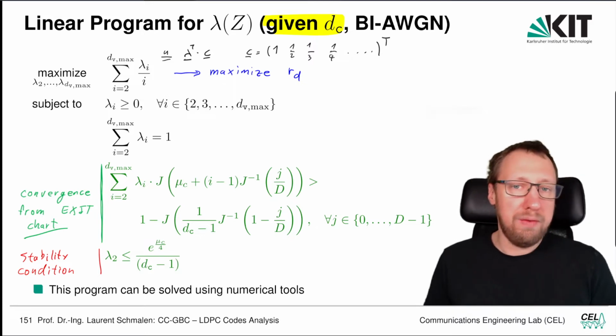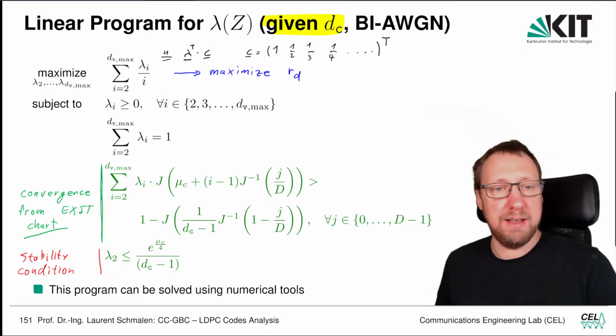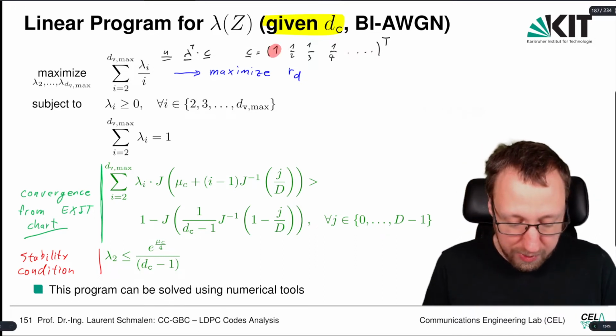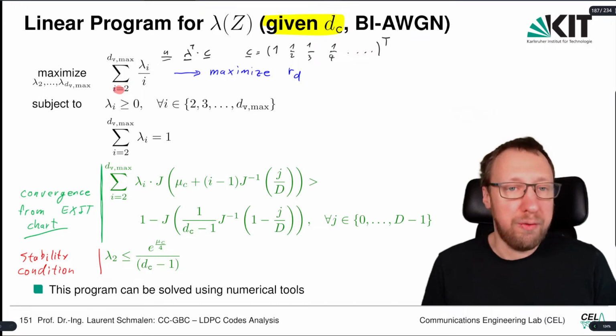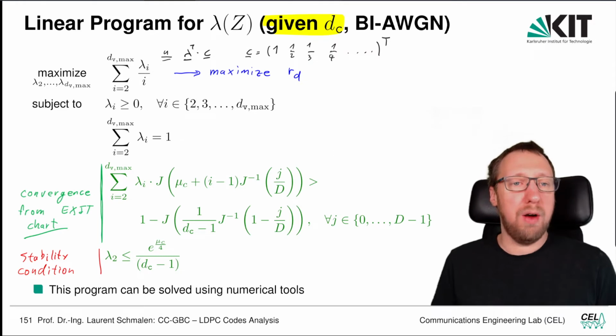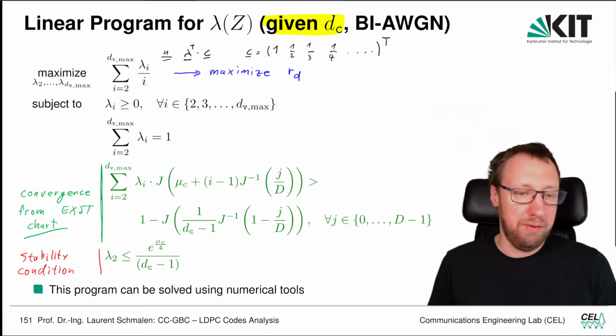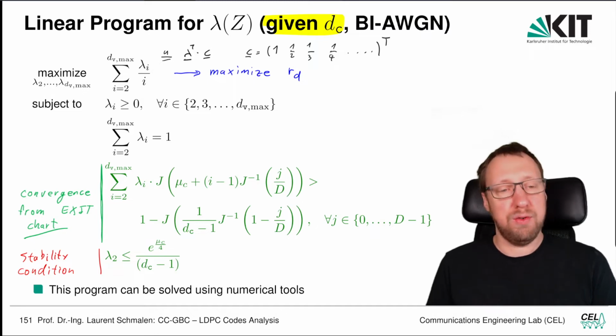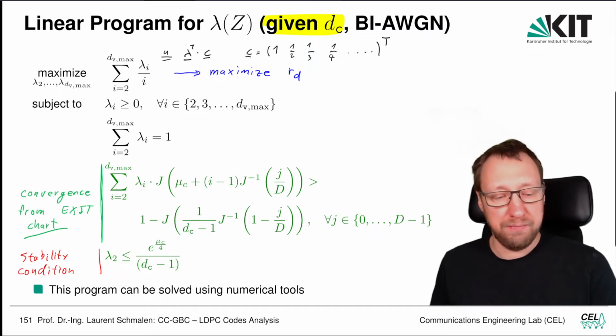This is an equivalent way of expressing this summation. Note that here we start with 1. Here the sum starts with 2. We fix this by setting lambda 0 or lambda 1 equal to 0, because we don't want to have variable nodes of degree 1, as you're going to see in the tutorial session as well.